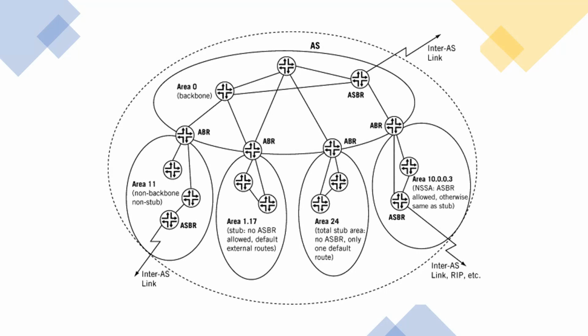After the database table is updated within this area, only the best path is sent to area 0, and it is then updated on all routers.